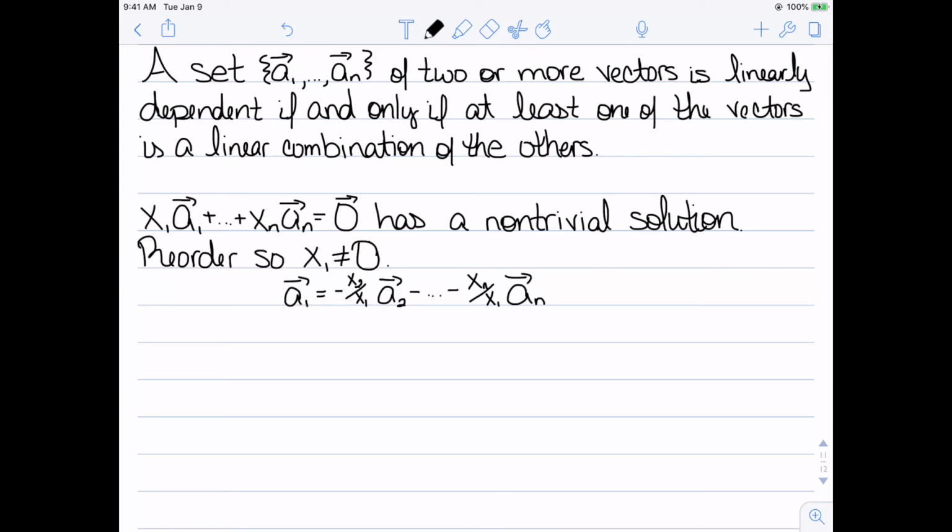If x1 is not equal to 0, I can solve for the vector a1. I get a1 is equal to negative x2 over x1 times a2, negative x3 over x1 a3, etc., all the way up to minus xn over x1 an. So now I've written this as a linear combination of the other vectors. And I'm not going to prove the other direction. I encourage you to try it yourself.